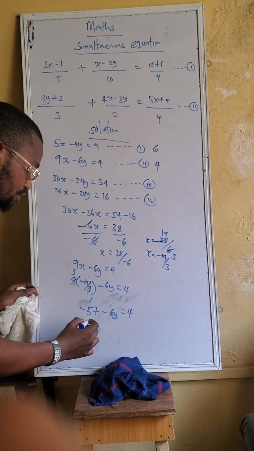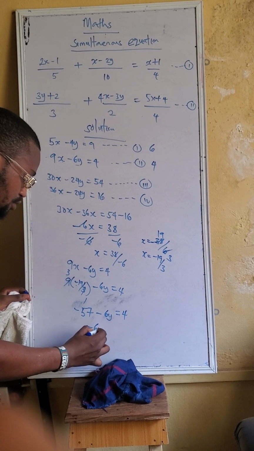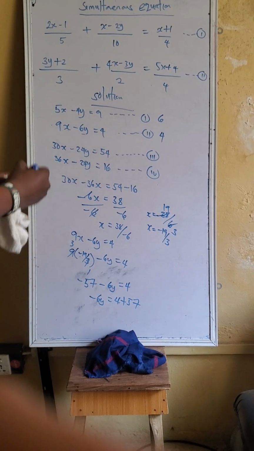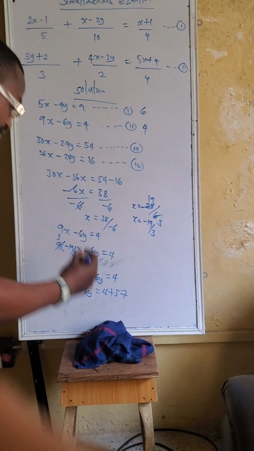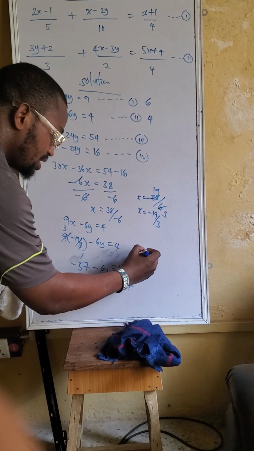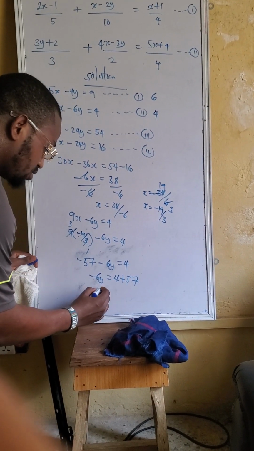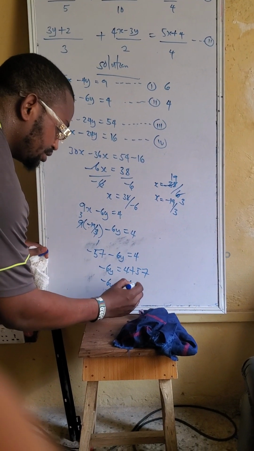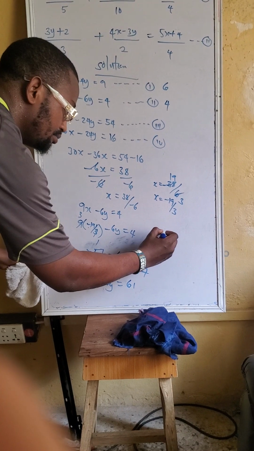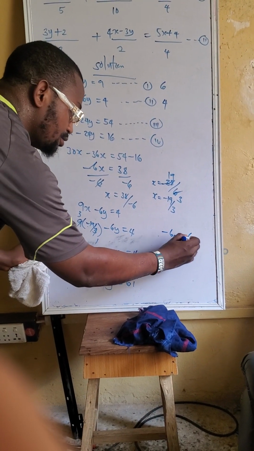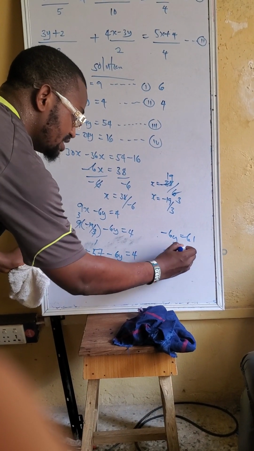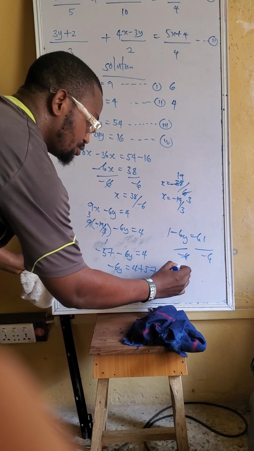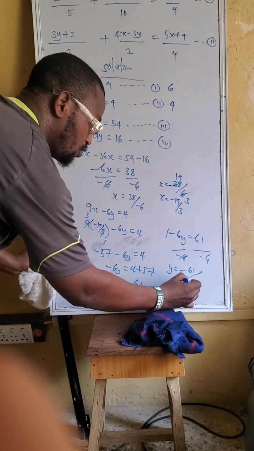Now we have what? Going to the other side, we have minus 6y is equals to 4 plus 57. We can say minus 6y equals 61. Then we can say y equals 61 divided by minus 6. Our y is equals to what? Minus 61 over 6.